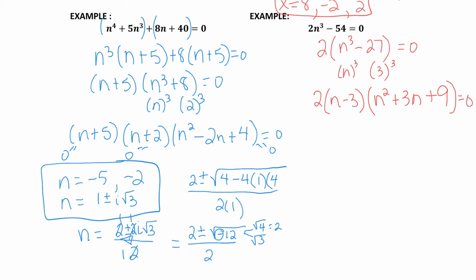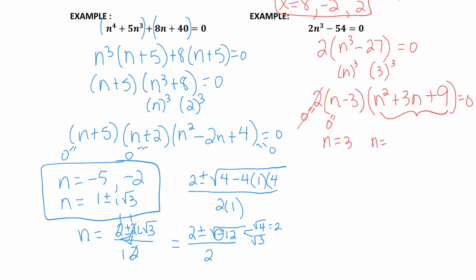So we're going to need to use our quadratic formula on this part right here. Now I can see already that if I set this equal to 0, that would just give me an n value of 3. If I set 2 equal to 0, there's not a variable there, so this doesn't matter. Okay, so my one solution is 3. But now I'm going to have to use my quadratic formula.